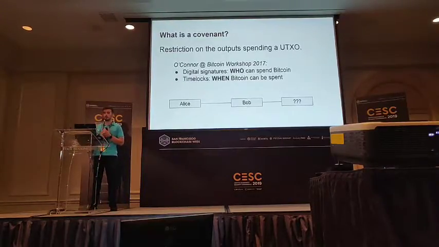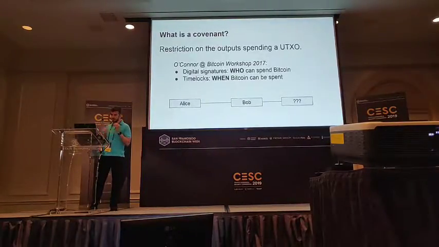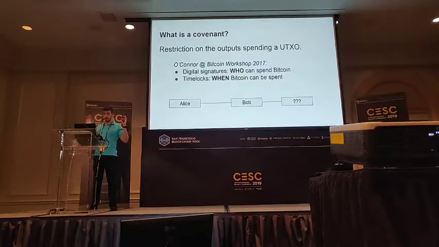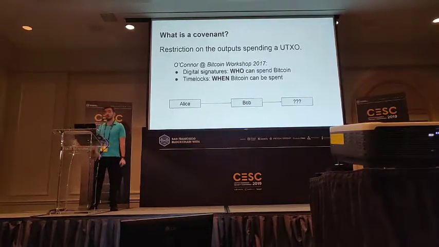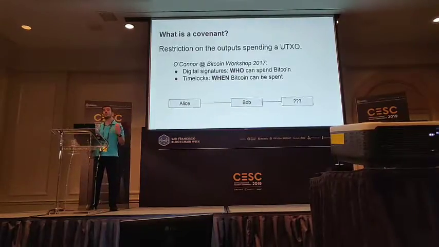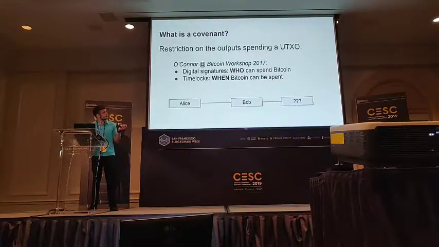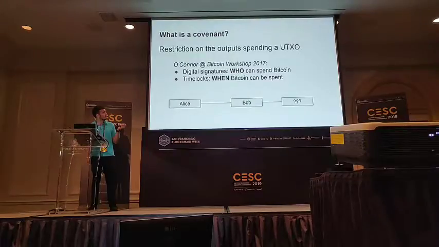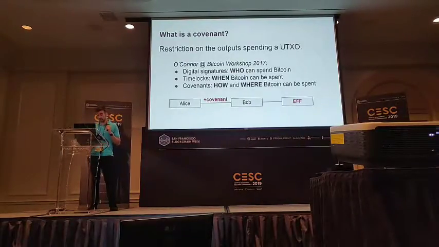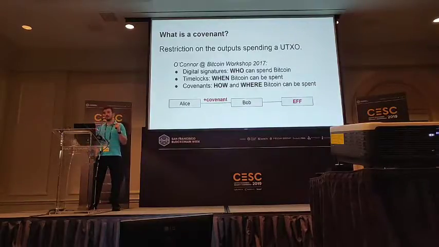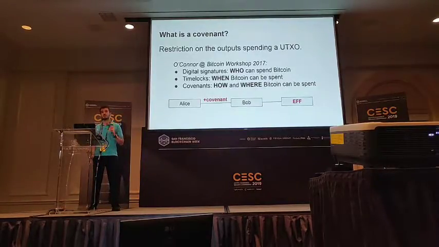And O'Connor at the Bitcoin workshop very nicely said that initially Bitcoin, day one, had digital signatures, who can spend the Bitcoin, and time locks, when the Bitcoin can be spent. And indeed these two very lean constructions, along with SegWit, gave us Lightning. However, the covenant is a technique which allows you to specify how and where the Bitcoin gets spent.